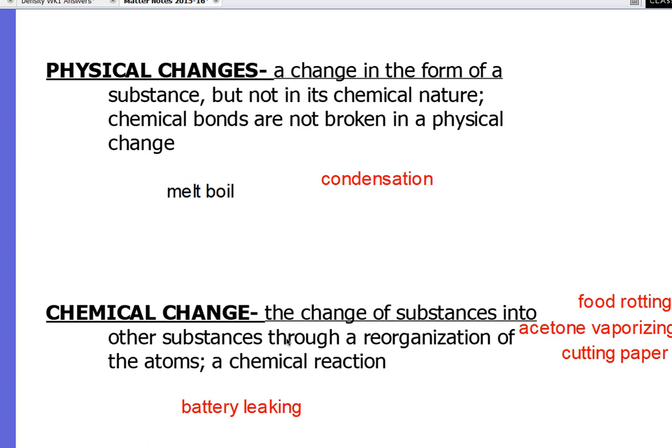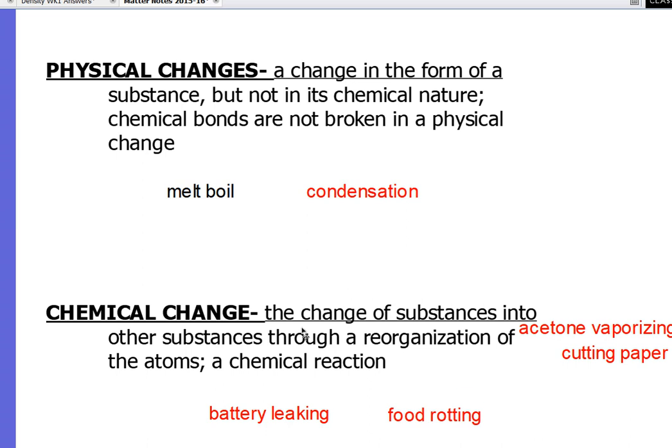So battery leaking is a chemical change, and remember that one of the tests is: is it reversible? Can you undo condensation? Yes. Can you undo battery leaking? Only if you're a wizard. If you're a wizard, that's fantastic, but that's still a chemical change.